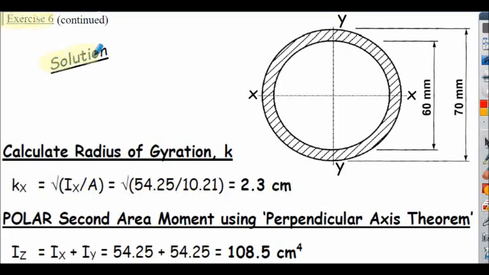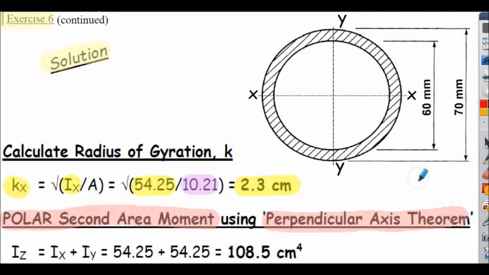Exercise 6, solution continued, calculating the radius of gyration about the x-axis. Of course, the radius of gyration about the y-axis would be exactly the same. And finally, the question asks for the polar second moment of area using the perpendicular axis theorem. Not the parallel axis theorem, but the perpendicular axis theorem.